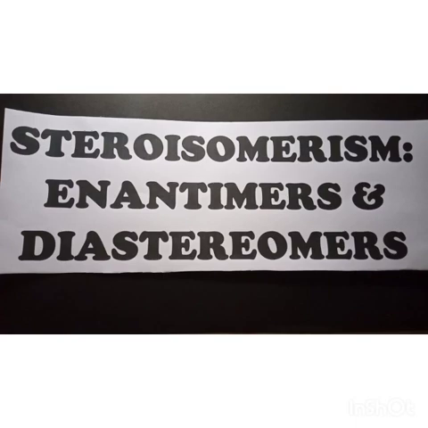Diastereomers are not mirror images of each other and are non-superimposable. They have the same RS configuration at least on one stereocenter. They have at least two stereocenters. They have different chemical and physical properties. Not all diastereomers possess optical activity.